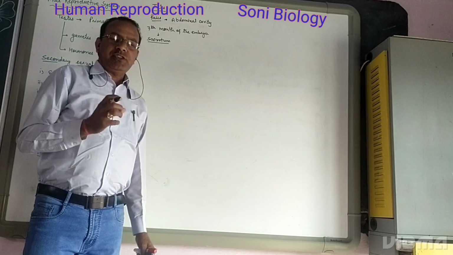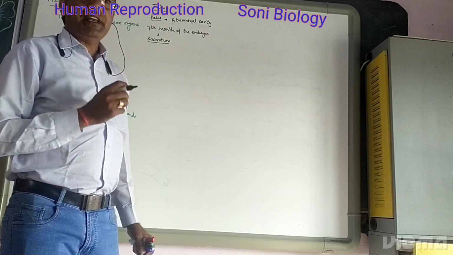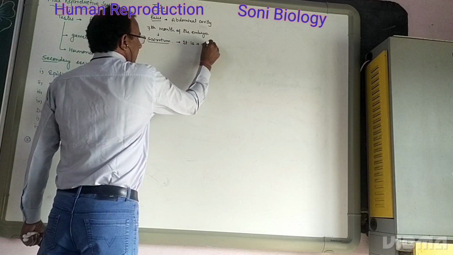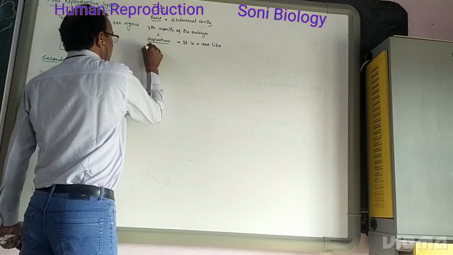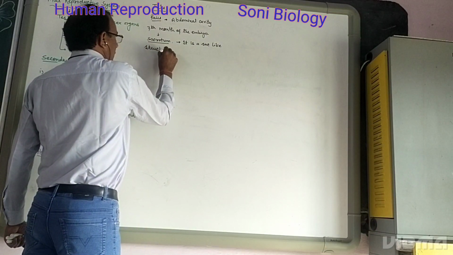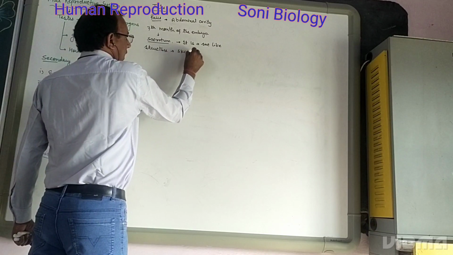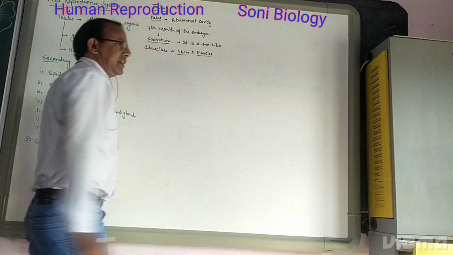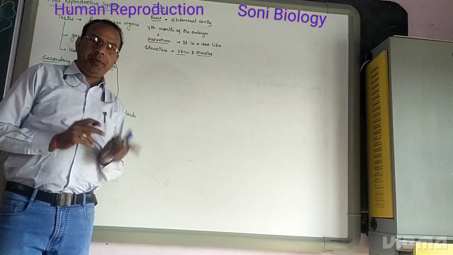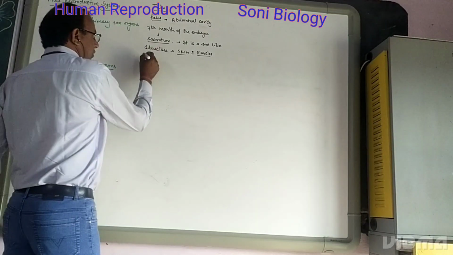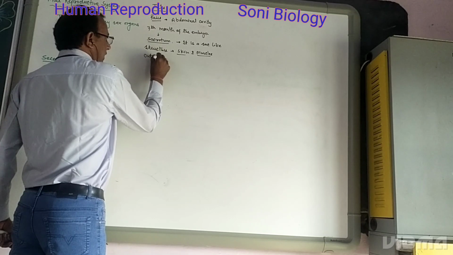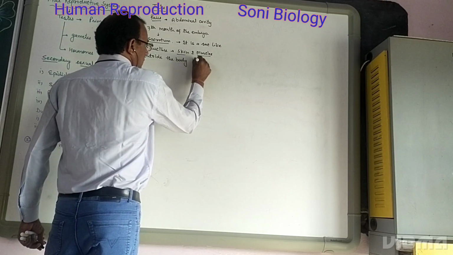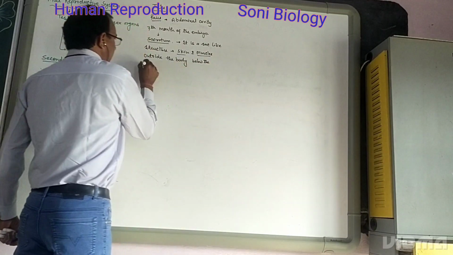The scrotum is a sac-like structure made up of skin and muscles, and it is present just below the abdominal cavity, outside the body.